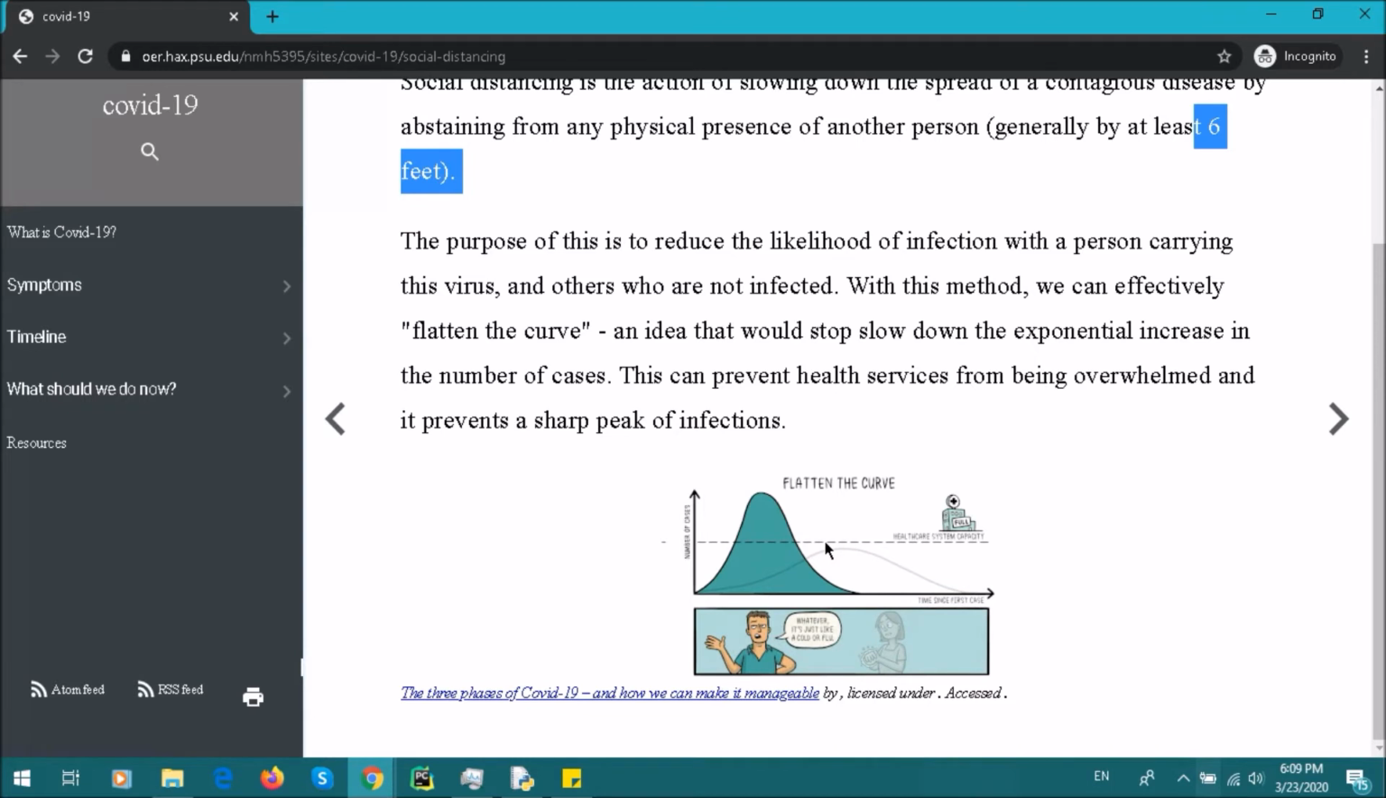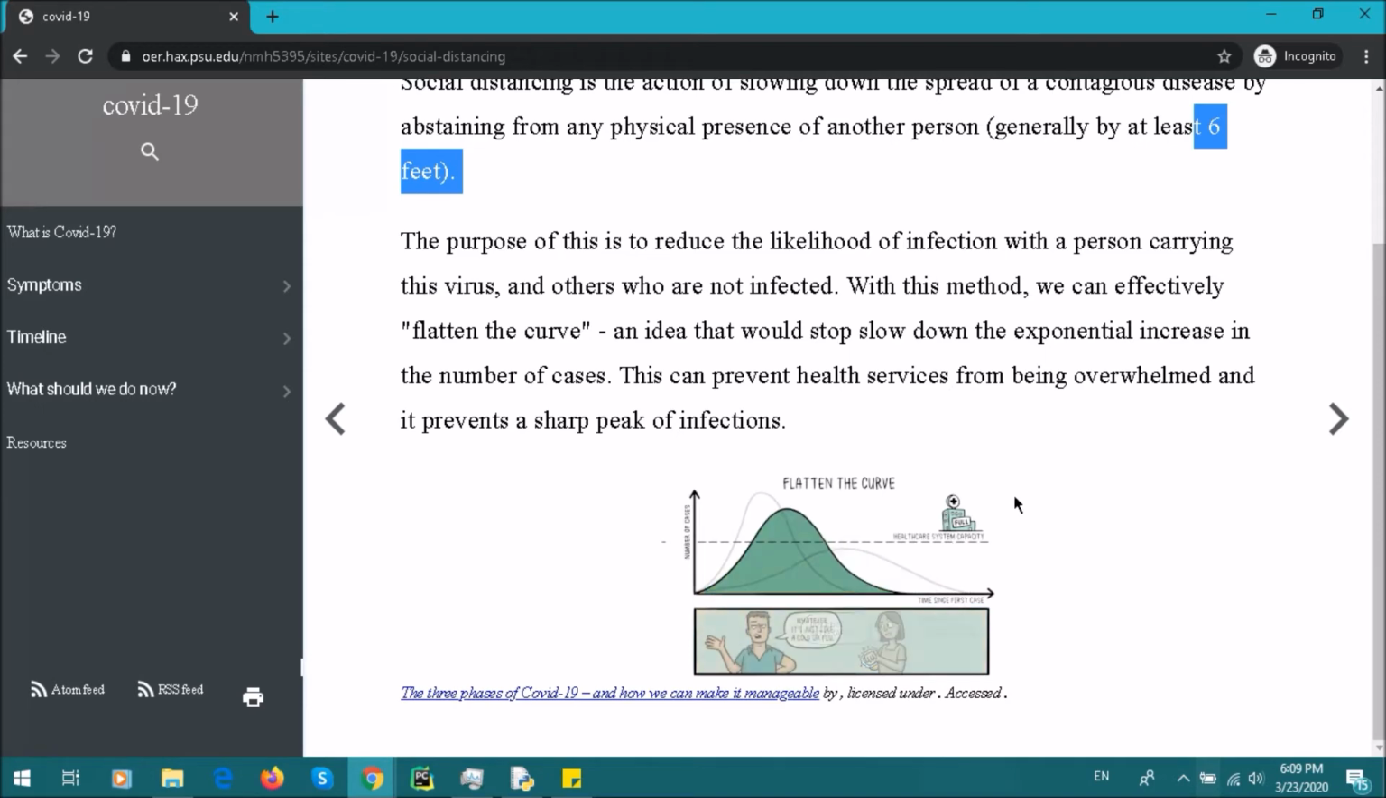The purpose of this is just to prevent a huge increase of cases in a short amount of time. So if there are a lot of cases in a short amount of time, the hospitals and any health services would not be able to treat all of those patients in a timely manner. And as a result, people cannot get treatment and they're more likely to die.